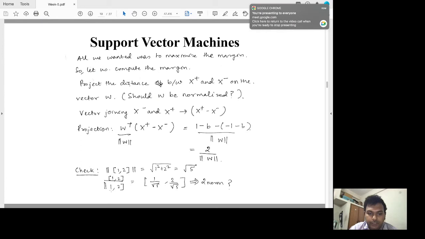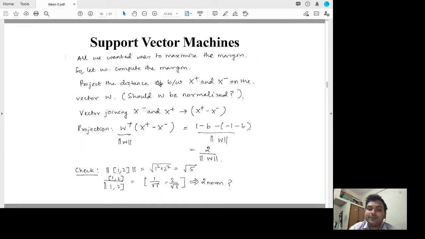So 1 2 divided by the norm of 1 2, if you do it, then the vector would be 1 by root 5 and 2 by root 5. So what is the 2-norm of this particular vector? It's around 1. It's not around, it's exactly 1. Okay, so that is what you want. You want W to be of norm 1.